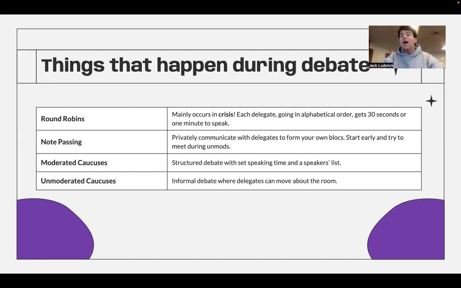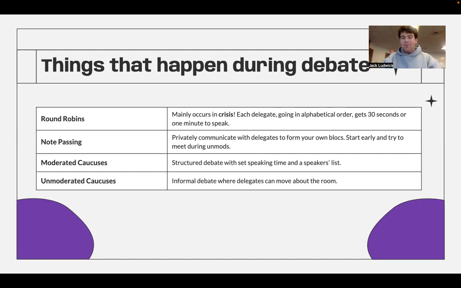Next thing, note passing. Unless you've already been told by your advisor that your committee will not have note passing, every other committee will be a note passing committee. So you are allowed to use a sticky note or a small piece of paper to write notes during moderated caucuses. It's a way to privately communicate to form a block or communicate with delegates in your block when you're not allowed to openly talk. I would start doing this early.